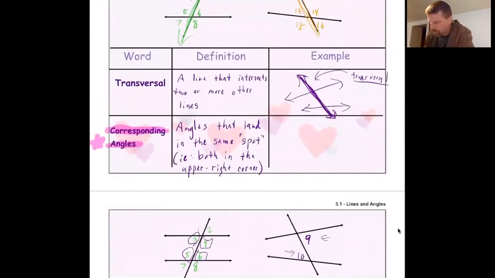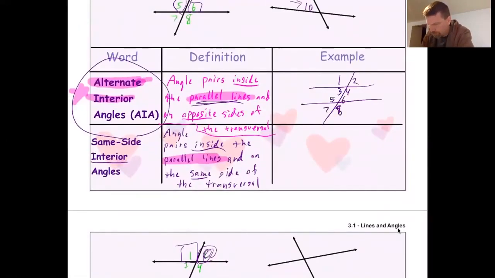All right, so corresponding angles. Corresponding angles, again, would be like 2 and 6, both in the upper right-hand corner. Right, I look at these 4, look at those 4, want the same ones in the same corner. All right, alternate interior, again, inside, but alternate sides of the transversal. So there's an example of those. Also the same side interior, inside, but on the same side of the transversal.